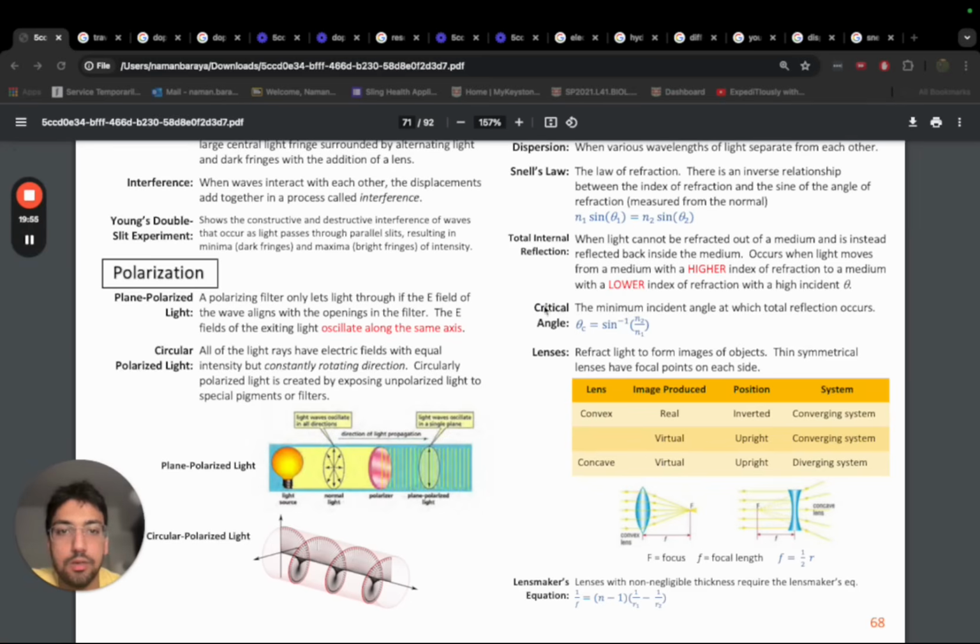Yeah, so critical angle is the minimum incident angle. So if it's like, again, 12 degrees, it's going to be more like 80 degrees. If it's 80 degrees or anything more than that, then you're going to have total reflection. That's an example of critical angle.